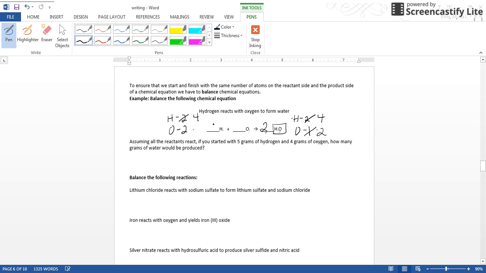To do that, I'm going to multiply by 2, meaning I need a 2 here. Now I'm good to go. It'll be 2, 1, 2. So if I read this question here, assuming all reactants react, you start with 5 grams of hydrogen, 4 grams of oxygen. How many grams of water should be produced?